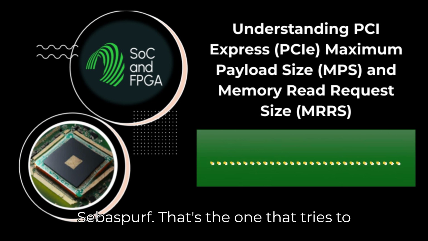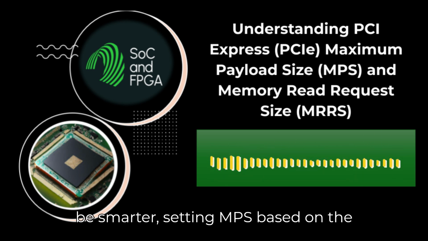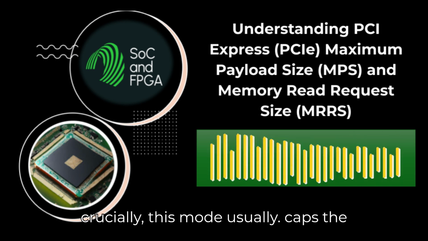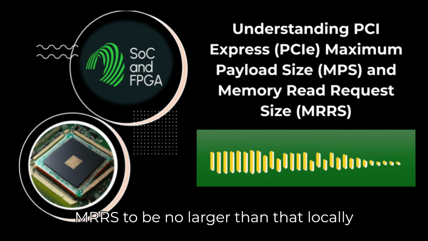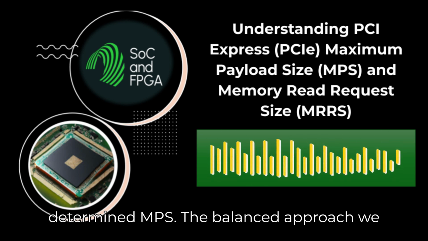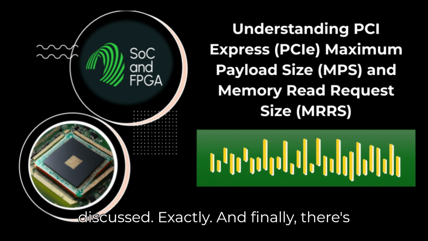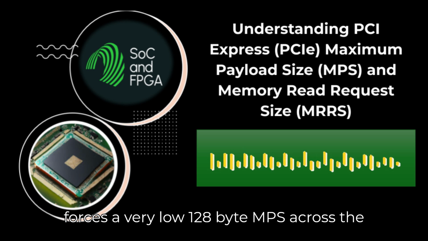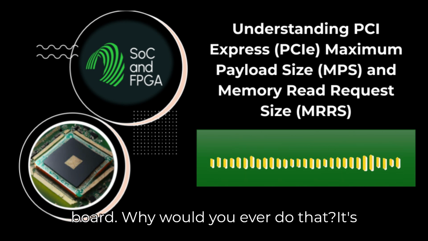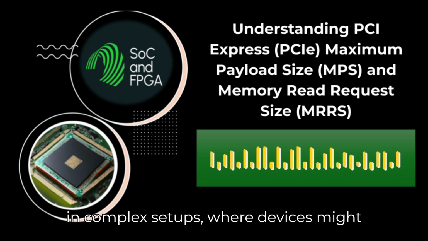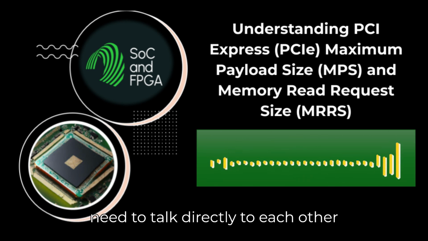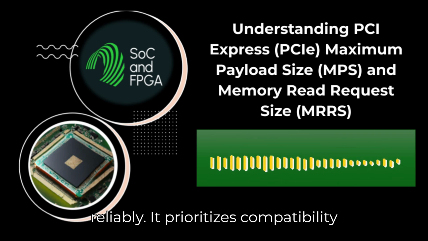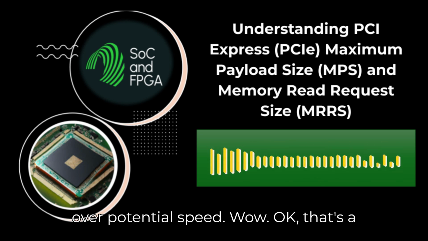Right. Then there's pcie_bus_perf. That's the one that tries to be smarter, setting MPS based on the connection right above the device and the device's own capability. And crucially, this mode usually caps the MRRS to be no larger than that locally determined MPS. The balanced approach we discussed. Exactly. And finally, there's pcie_bus_peer2peer. This one forces a very low 128-byte MPS across the board. Why would you ever do that? It's mainly for ensuring maximum compatibility in complex setups, where devices might need to talk directly to each other, peer-to-peer, without necessarily going through the main CPU root complex path reliably. It prioritizes compatibility over potential speed.